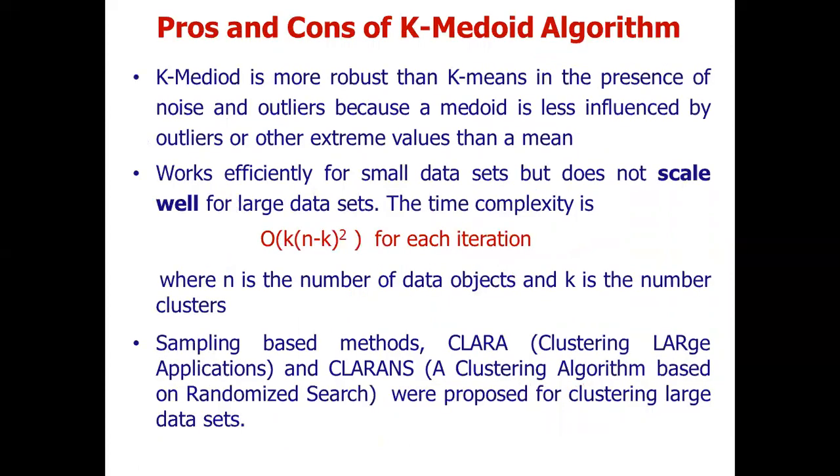Next, we'll see the pros and cons of the K-medoid algorithm. K-medoid is less influenced by outliers. It is only suitable for small data sets. The time complexity of this algorithm is order of k times (n minus k) squared for each iteration, where n is the number of data objects and k is the number of clusters. So, sampling-based methods, CLARA and CLARANS, were proposed for clustering large data sets.